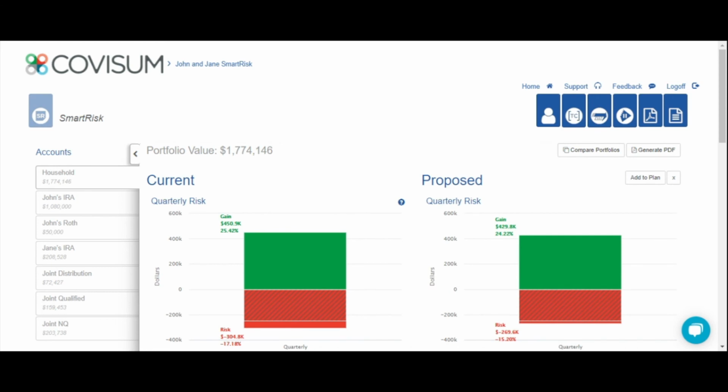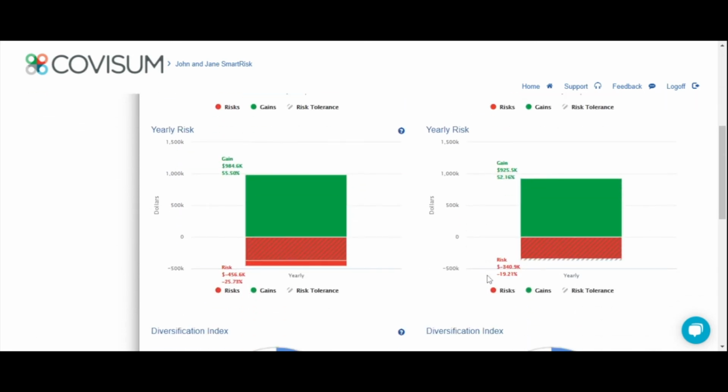Now what you see is two portfolios side by side. In this case, the current portfolio is a little out of line with the client's risk tolerance, and the proposed portfolio is much closer. When we take a look at the annual risk, it's actually a little bit more conservative than the client indicated they would be comfortable with. However, we're much closer. And what we'll also notice is that we have a very similar long-term potential gain given that we have less risk.